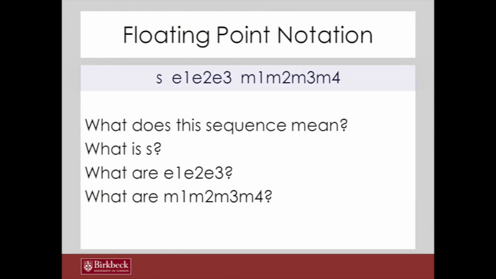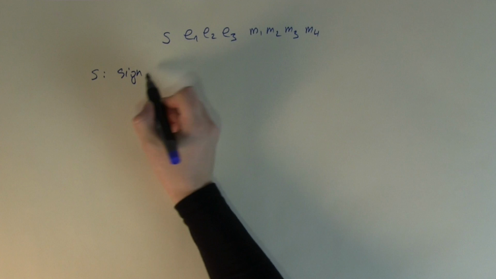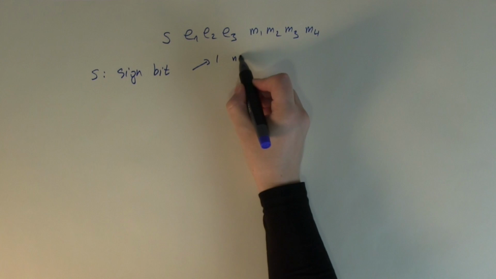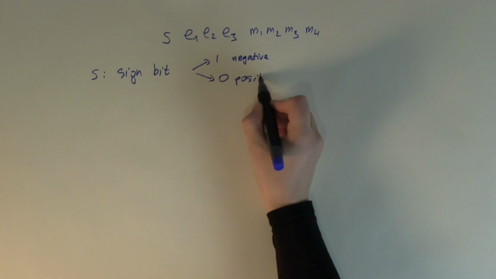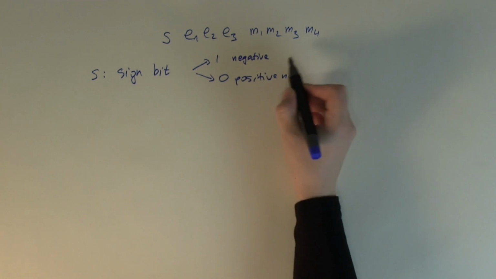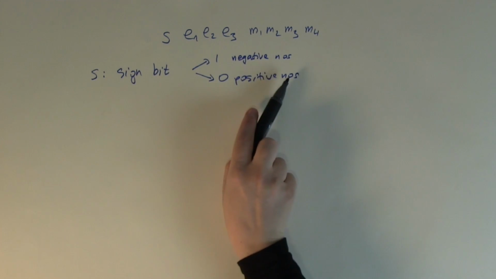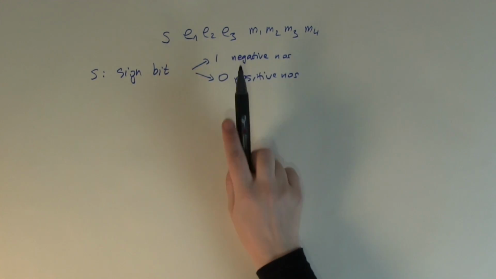Now let's get down to the floating point notation. You probably have seen this sequence before. What this sequence means, in this case, is that S is your sign bit, and this sign bit is 1 for negative numbers and 0 for positive numbers. In this case, negative and positive refers to the overall decimal number that you're trying to convert into floating point notation, being positive or negative.